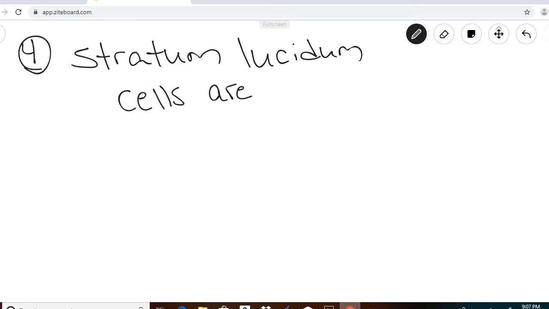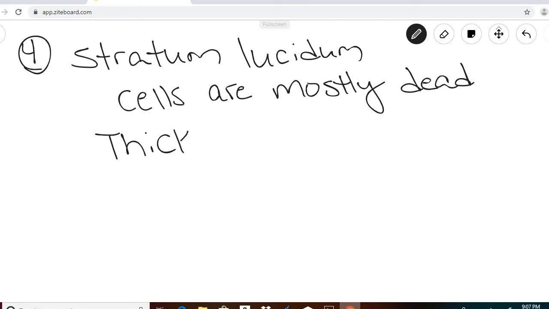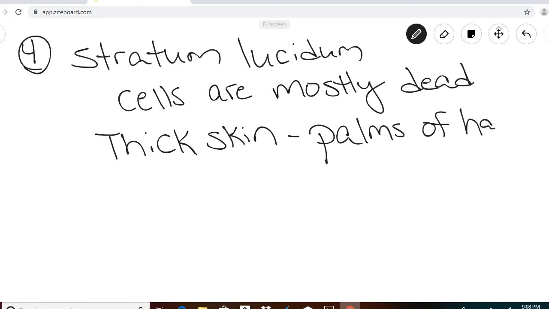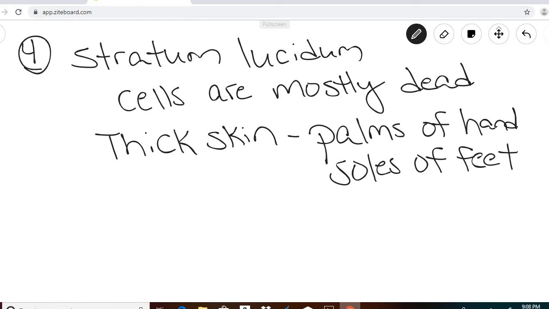You do not find the stratum lucidum throughout the body. Stratum lucidum is found only in what is referred to as thick skin. And that means those areas that tend to get a lot of pressure applied to them. So this is the palms of your hands and the soles of your feet. So stratum lucidum is not in all of the layers.